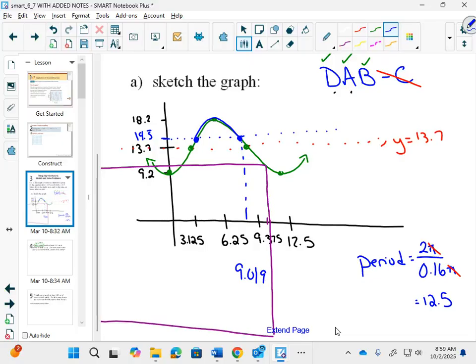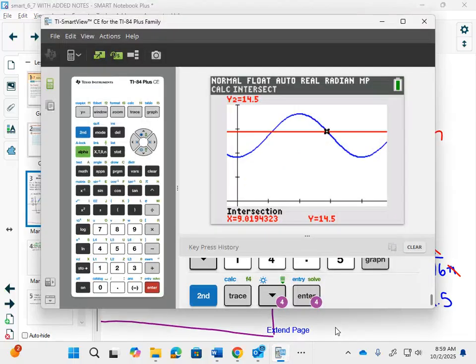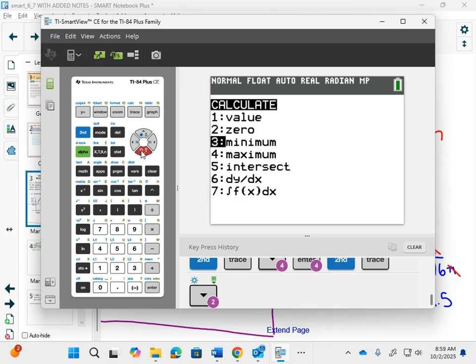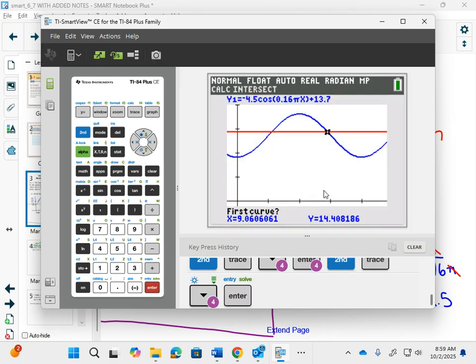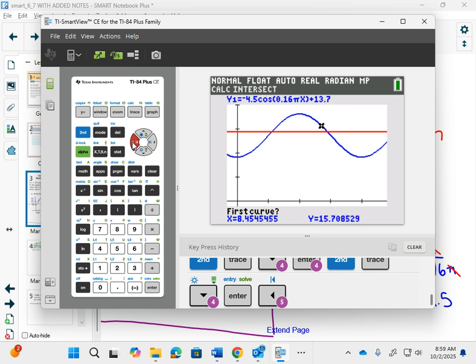If I want to find the other one, straight down from this one, I'd have to go back to my calculator and do the same thing. I want to calculate number 5 where they intersect, but this time I have to use my cursor and move my cursor closer to the first one. Push enter once, enter twice, guess, push enter again. 3.481.